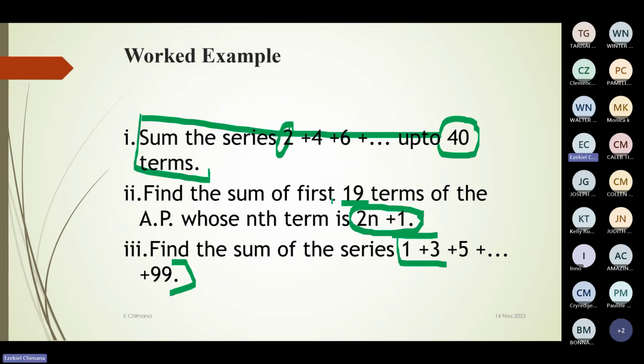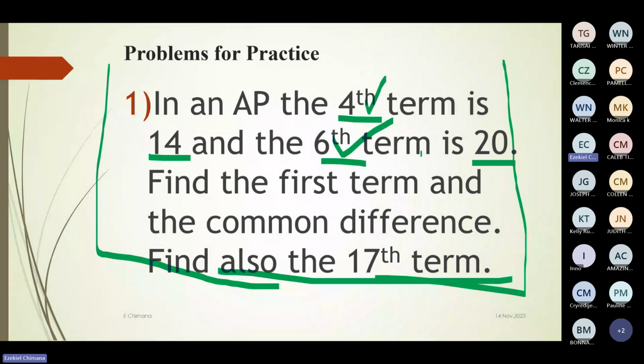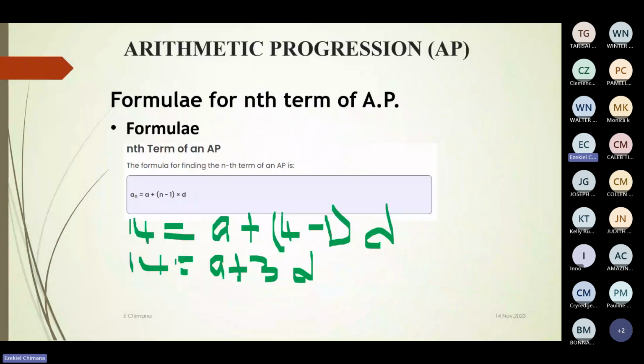So if you look at this one, you have the sixth term as 20. So you can also have your 20 here is equal to, remember, a plus n minus 1 times d. We want the sixth element, so it will be 6 minus 1, which is going to give us 5d.